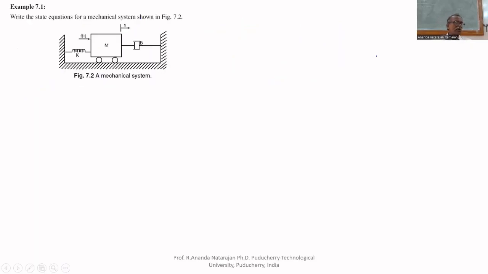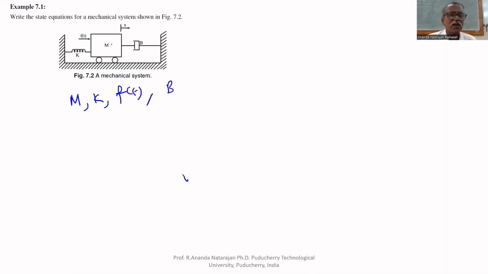State space model for the given mechanical system. You know the mathematical model of this. What is the mathematical model of this? Write the state equations for a mechanical system. Mass is m, spring constant is k, applied force is f of t, the dashpot constant is b.